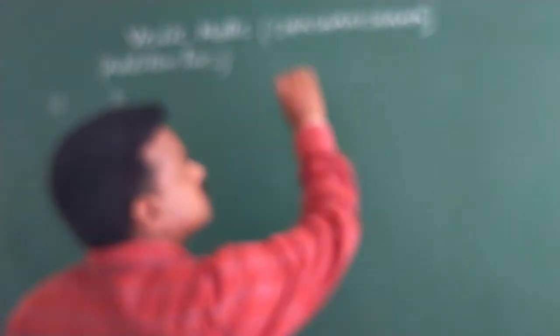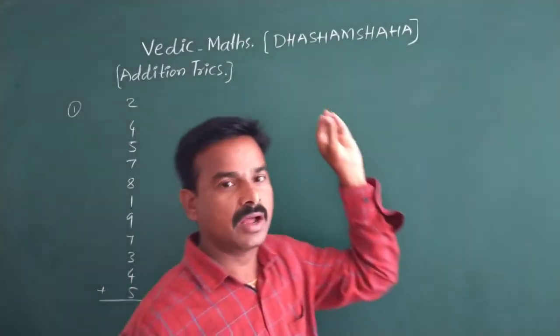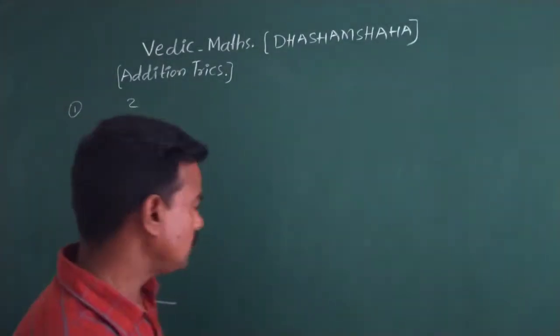Simply, 1, 2, 3, 4, 5, 6, 7, 8, 9, 10, 11. 11 numbers I am taking and we are adding these numbers. Once you see how we can do it. Actually, Dasham Shaha means what? Dasham Shaha means 10.